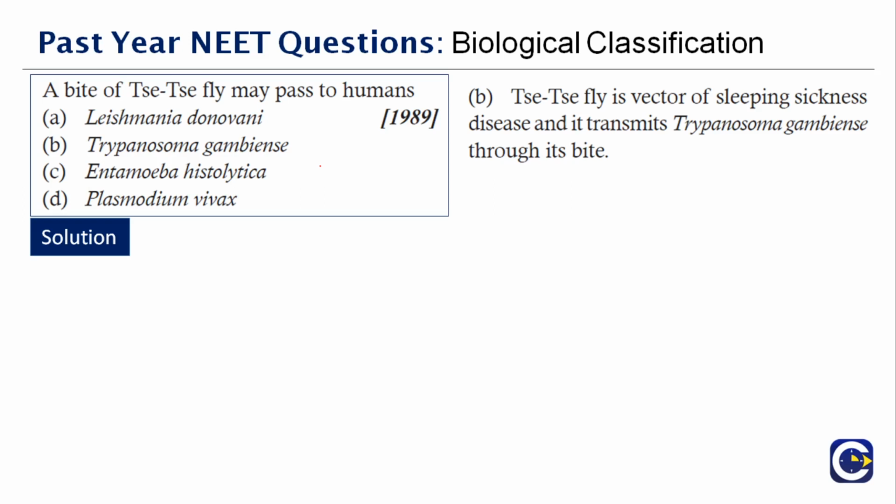These questions seem to be highly repetitive, so I don't think I have to give much explanation, because questions are continuously asked from trypanosomiasis. So you need to remember all this before you go for your exam. The correct answer to this question is option B.